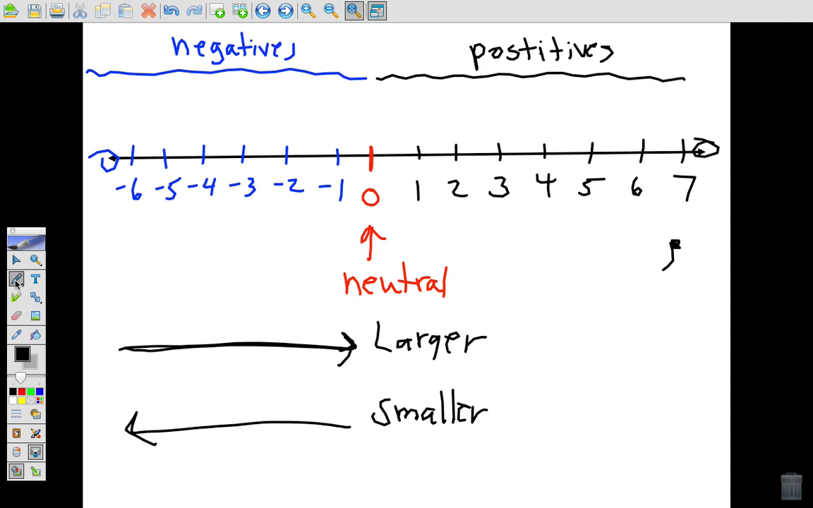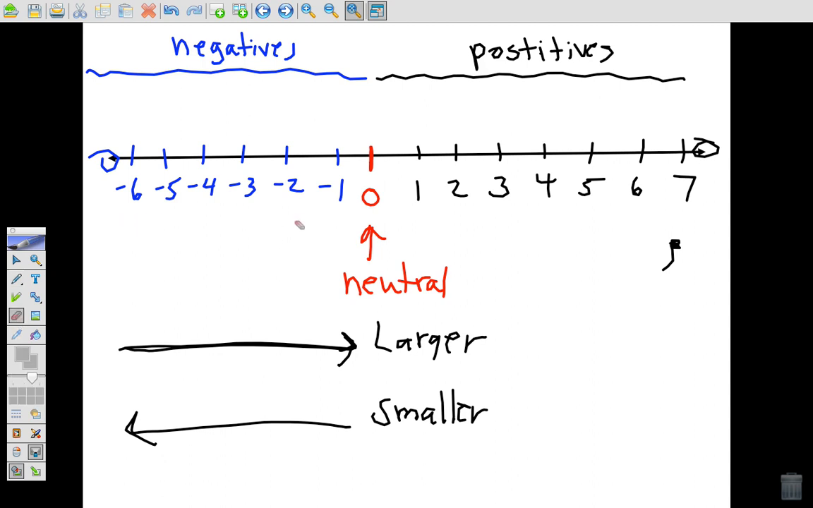And I could even jump spaces like this. So in other words, how would I compare a -6 to a -2? Well, -6 is smaller than -2. Why? Because it lies to the left of -2 on the number line. So any number that lies to the left of another number is smaller.